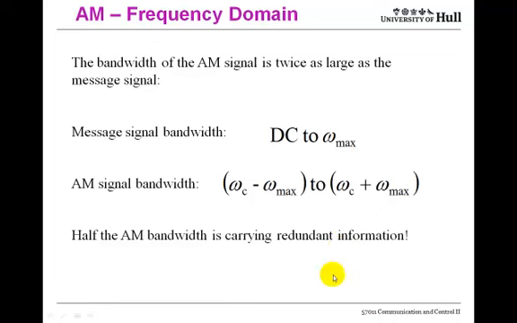which tells us that half the bandwidth of our AM modulated signal is carrying redundant information. Now that is wasteful and expensive, and as engineers we're going to have to do something about that.